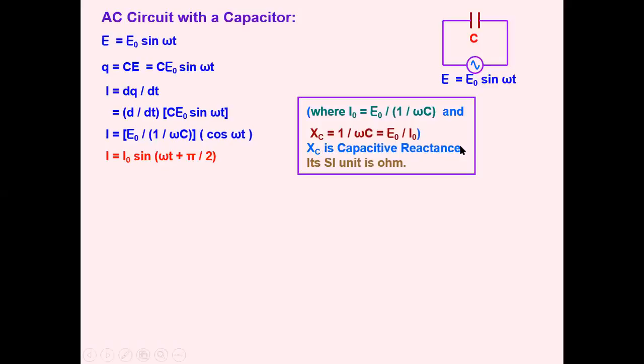XC is the capacitive reactance, and its SI unit will be ohm, because it acts as resistance. It behaves as a resistance. Its dimension will remain the same as that of the resistance, so its SI unit will remain the same. Now say this is equation 2.